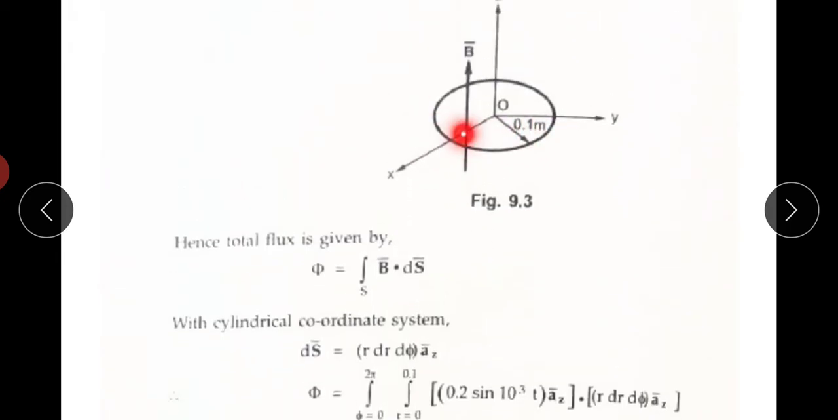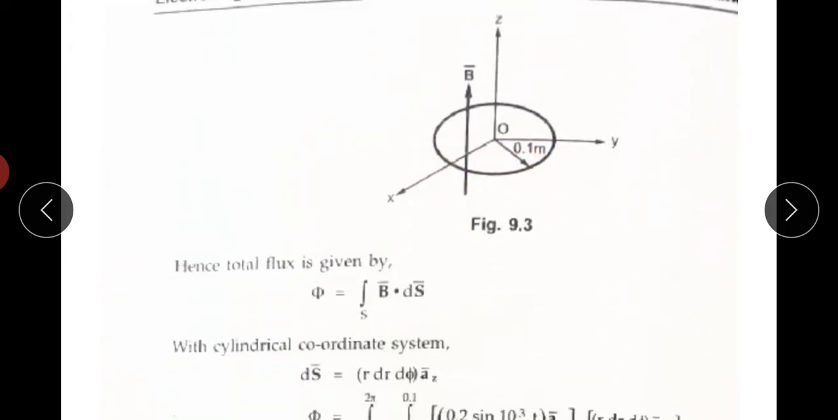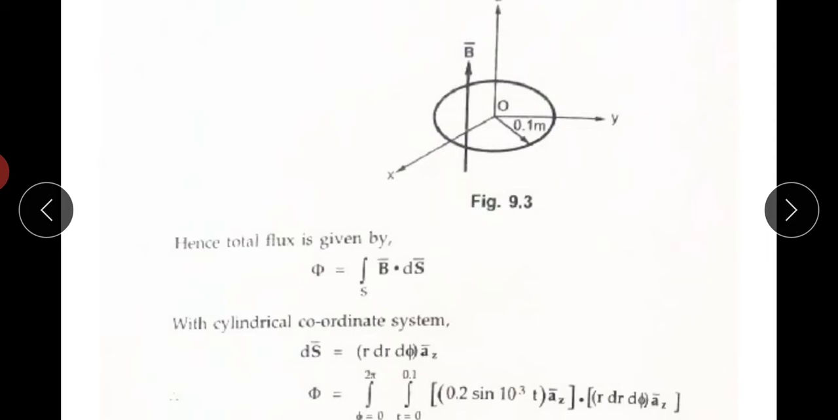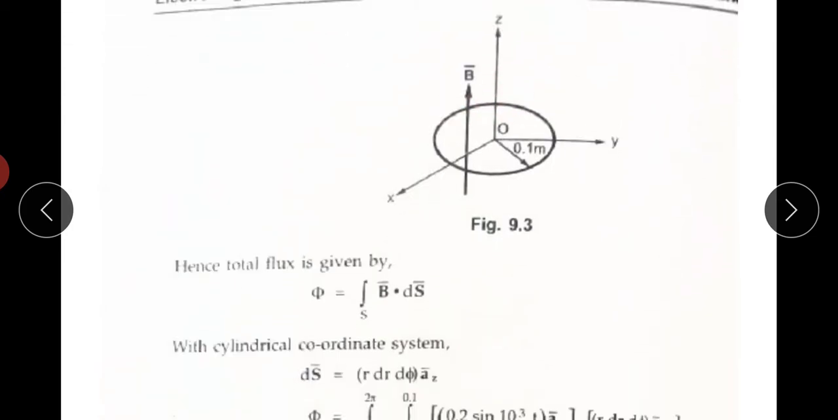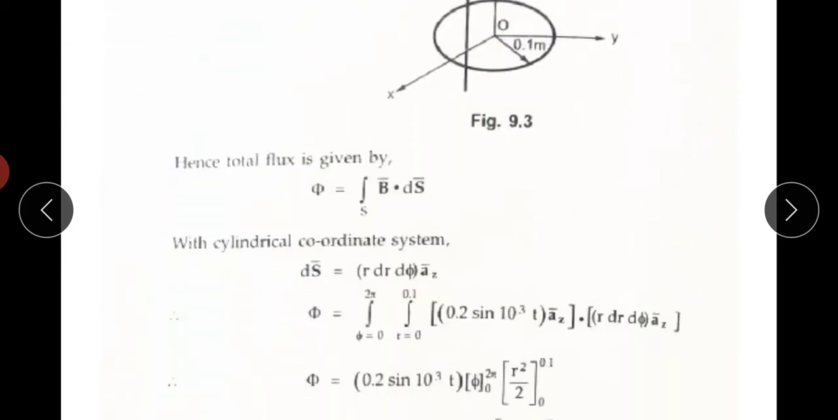Okay, this is the circular conductor. So radius equals 0.1 meters. So the total flux is given by psi equals surface integral B bar dot ds bar. So assume cylindrical coordinate system. In cylinder, here the loop is normal to z axis. So the differential surface area normal to z axis formula is r dr d phi az bar.